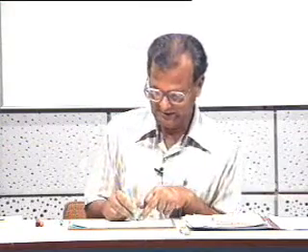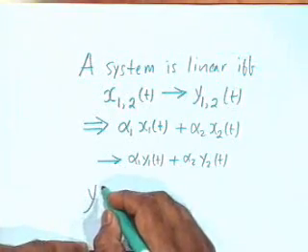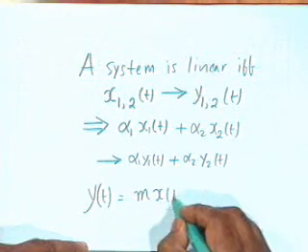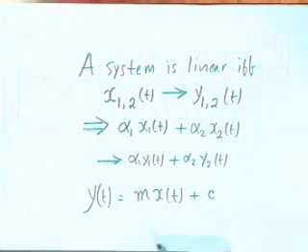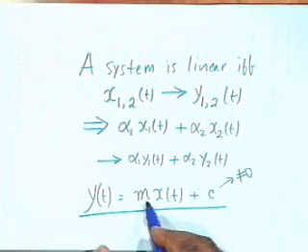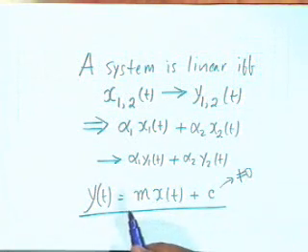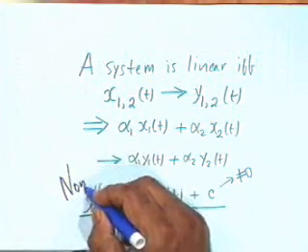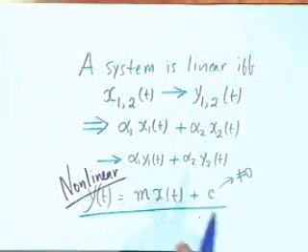Alright, we'll conclude this class by taking a simple example. Let's take y of t equal to some constant m times x of t plus some constant c, which is not equal to 0. That is, we have a system which when fed with x of t produces m x(t) plus c as the output, where c is not equal to 0. Question is, is this system linear? Well, it turns out, although this is an equation to a straight line, it's a linear equation, but it doesn't represent a linear system.